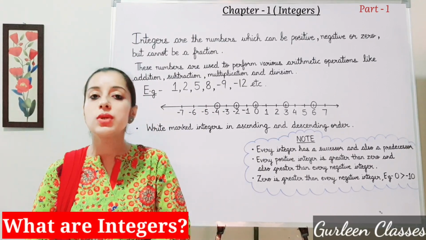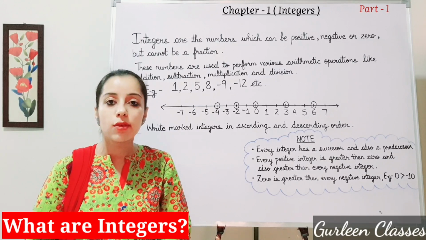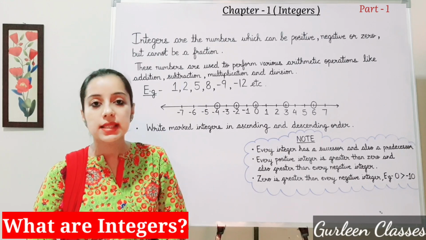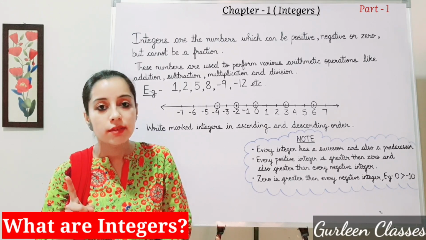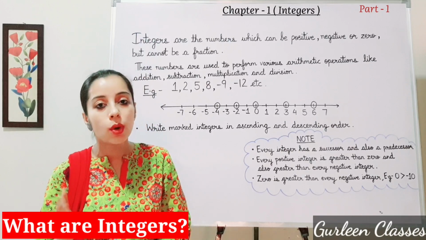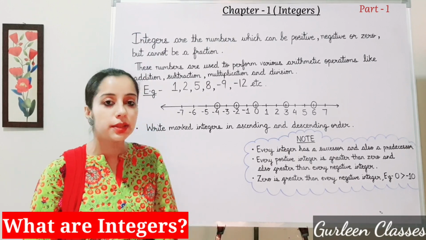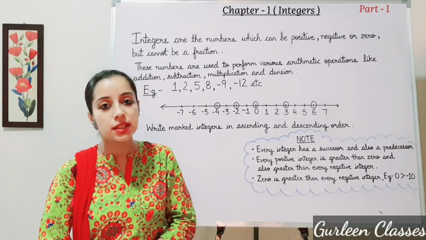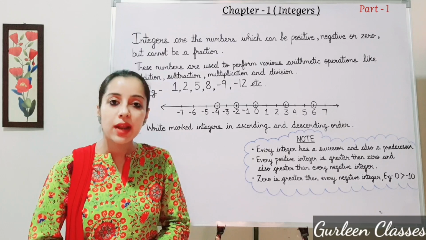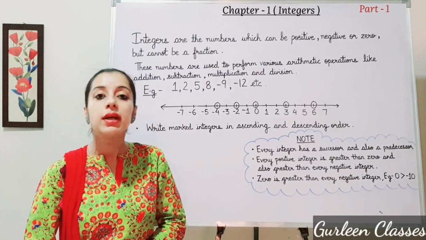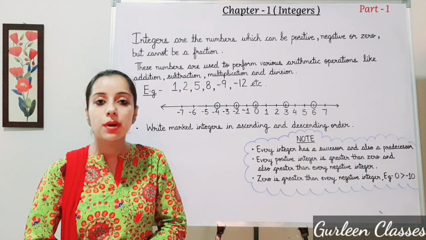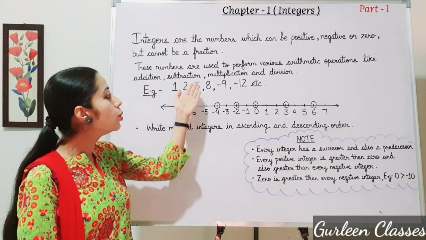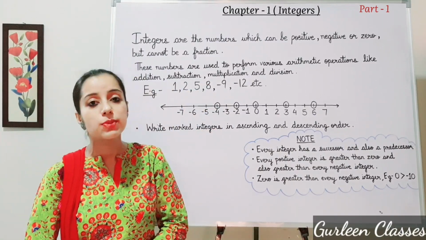Integers are the numbers which can be positive, negative or zero but cannot be a fraction. These numbers are used to perform various arithmetic operations like addition, subtraction, multiplication and division. Example 1, 2, 5, 8, minus 9, minus 12, etc.